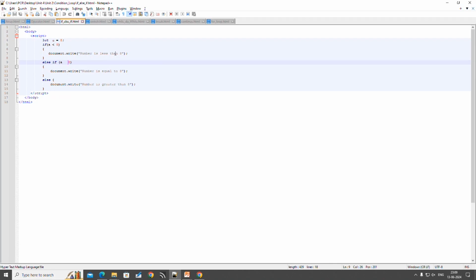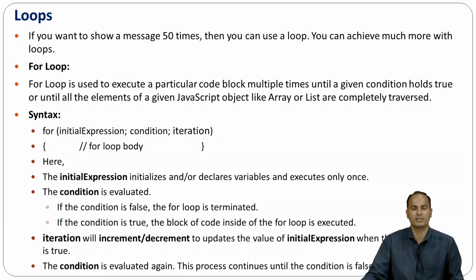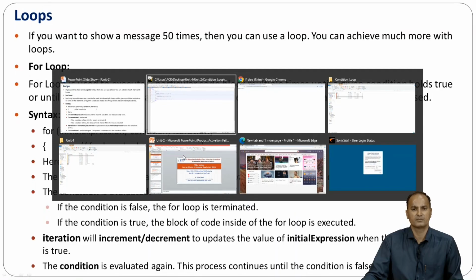Okay, next we can say is looping, the for loop. A for loop is a loop used to execute a particular code block multiple times until a given condition holds true, or until all the elements of a given JavaScript object like an array or list are completely traversed. The syntax of writing a for loop requires 3 parameters. One is the initialization, the second is the condition, and the third is the increment or decrement parameter. Okay, let's have a look at the examples.